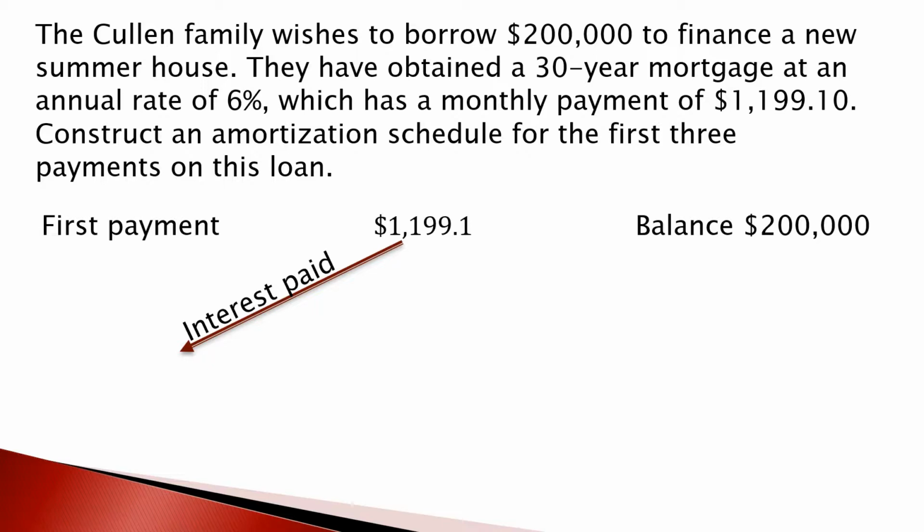So, let's see. You're making a payment of $1,199.10. This payment will be split. Something will go against the interest, and something will go on principal. So, let's compute how much we owe the bank for the first month.